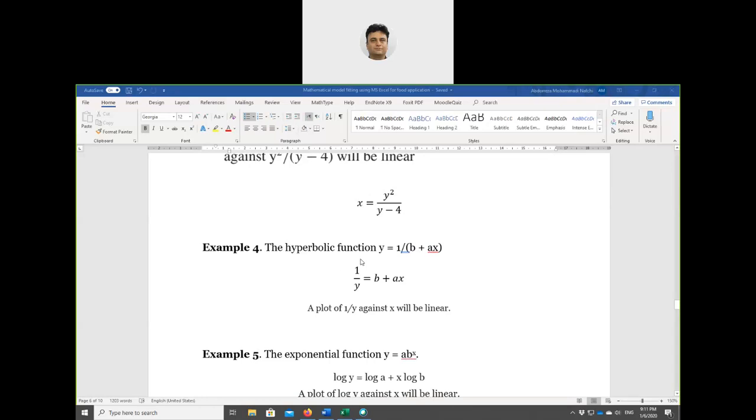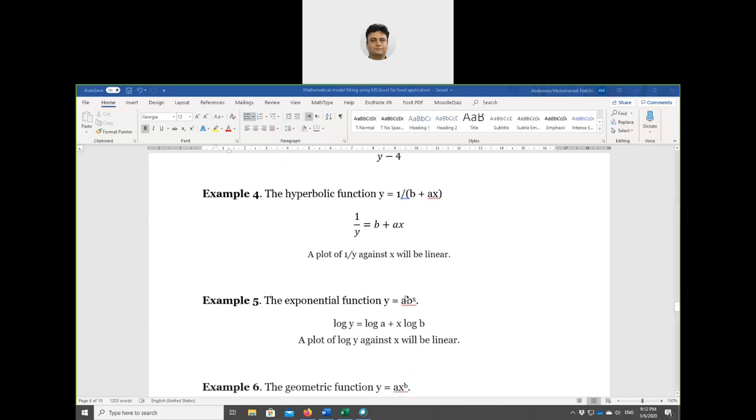The hyperbolic function, y is equal to 1 over b plus ax, is nonlinear because it's in the denominator, not power 1. So if we invert, 1 over y is equal to b plus ax. If instead of y and x, we plot 1 over y against x, it will be a linear one. So this will be linear.